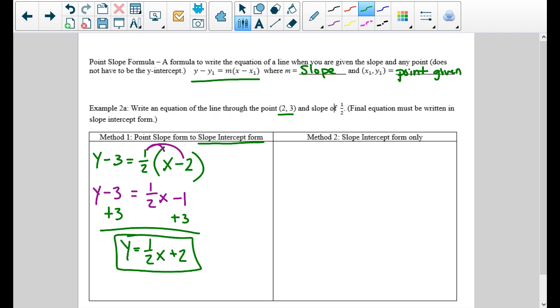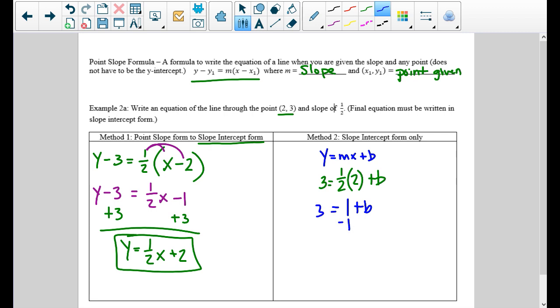Okay. Now, some of you may just want to use the slope-intercept form because you don't want to remember another formula. That's fine. So slope-intercept form, y equals mx plus b. Same kind of idea. We're going to plug in what we know. We know a y value, which is 3. We know the m is 1/2. We know an x value, which is 2. But we don't know the b value. That's what we're going to solve for. So we're going to solve here first. So multiply, half of 2 is 1.